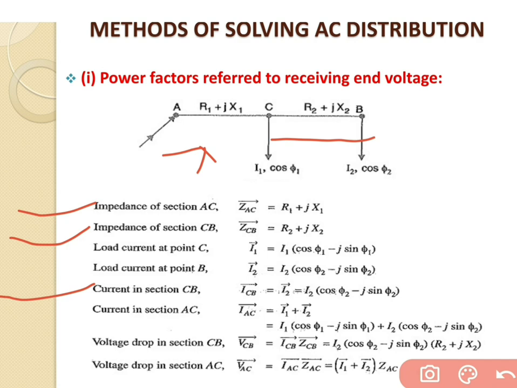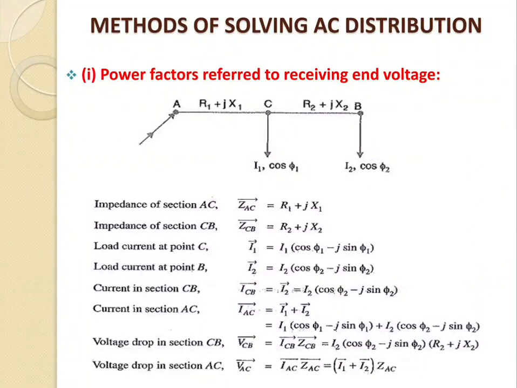Why? Because this is an AC distributor which is fed at one end only. So the maximum current flows from the AC section. But in the CB section, the first tapping point I1 is cut out, so only I2 remains for the CB section. So the current flowing through the CB section, ICB, is equal to I2, which is equal to I2 in the bracket cos phi 2 minus j sin phi 2.